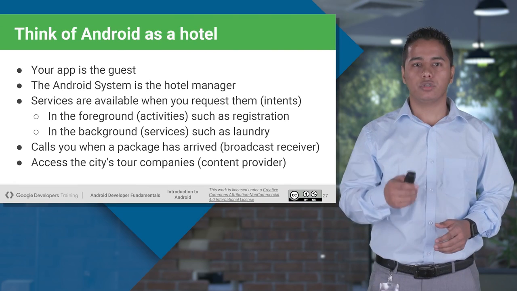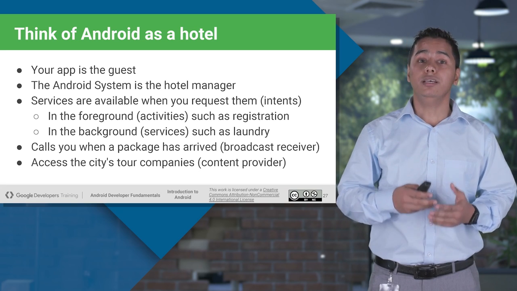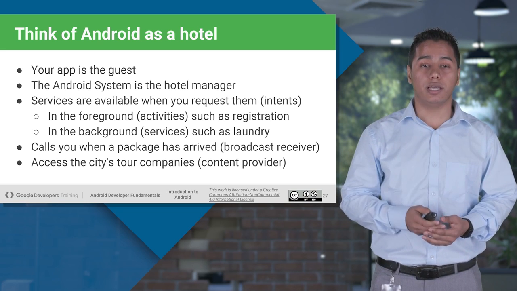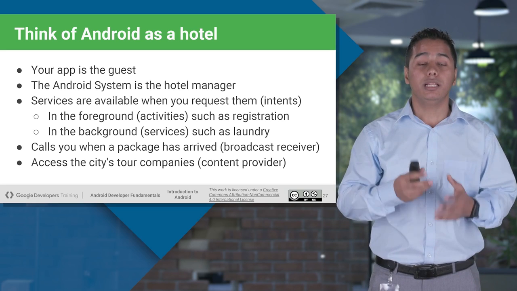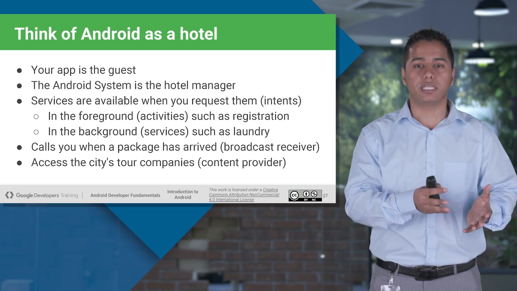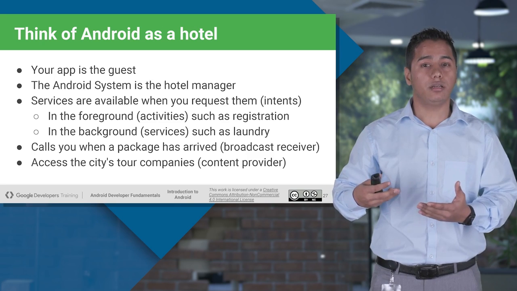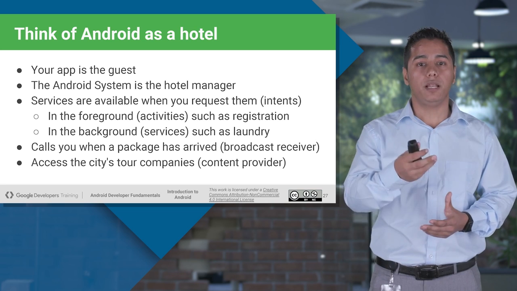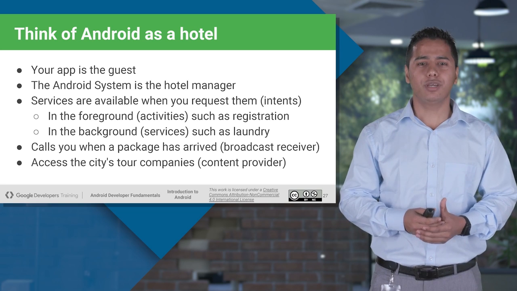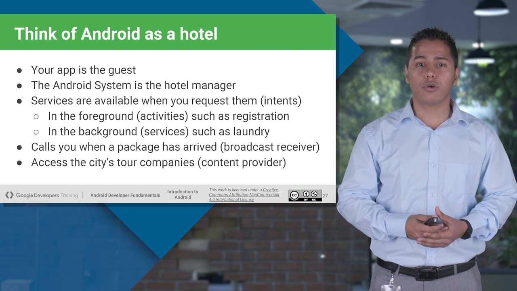You can think of Android as a hotel. Your app is your guest. Your Android system is your hotel manager. There are certain services which you request, and you can invoke them with the help of intents, which we are going to go through in further slides. Some services require your presence. For example, hotel registration requires your presence. That's what an activity is, like your UI. Or there are services which don't require your presence, for example laundry, which you can compare with your services. Now you get a call that your package has arrived, which you can compare with your broadcast receiver. And you get access to the city map. All this access which you are getting, you can correlate with the content providers.